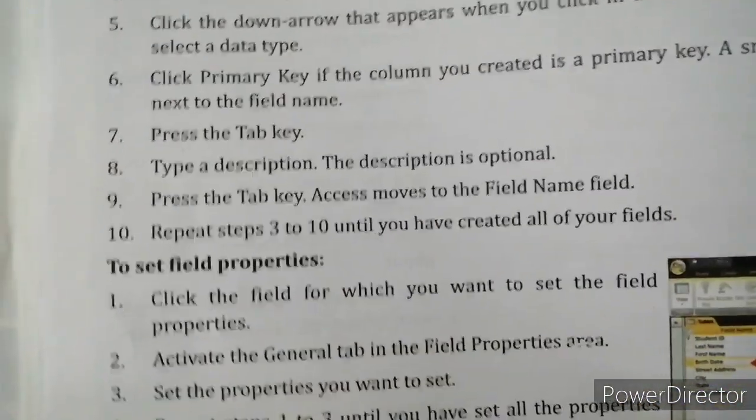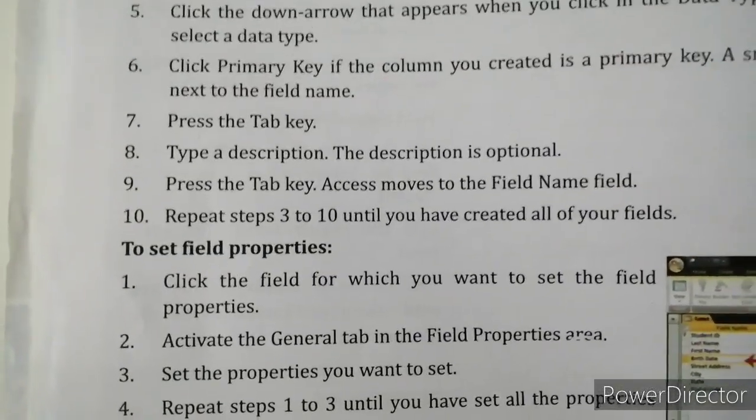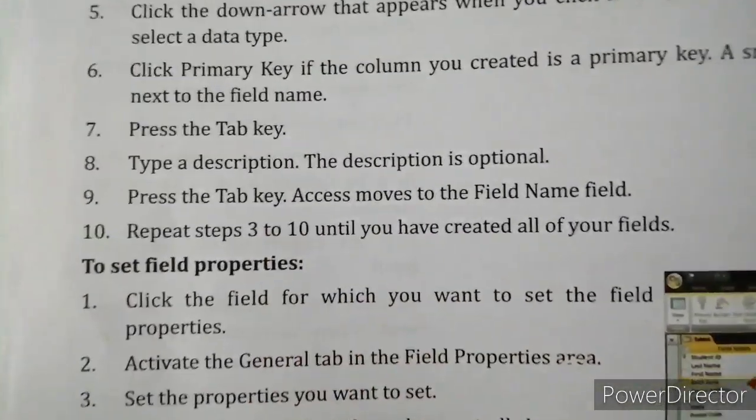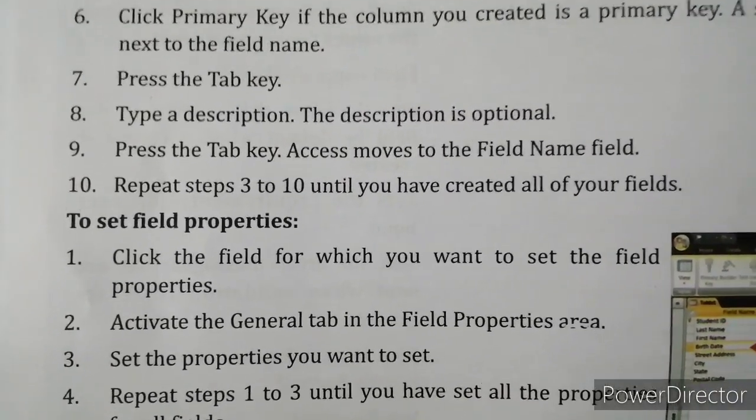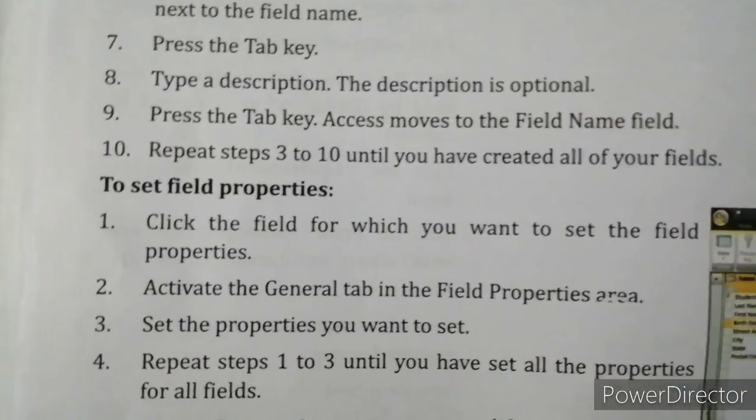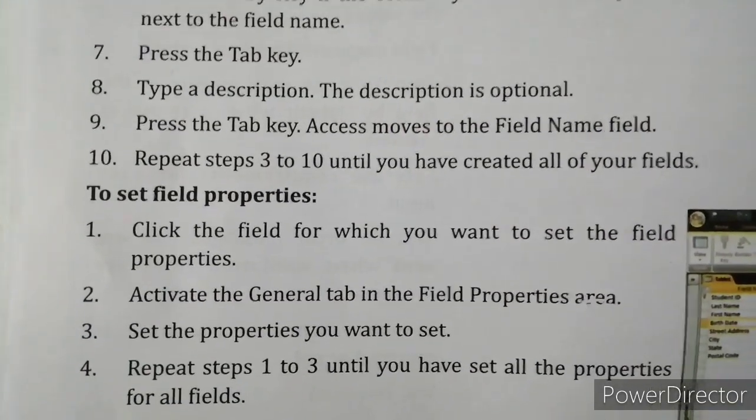Press tab key. We have discussed the primary key. What is a primary key? Those keys which do not repeat, those columns which do not repeat. Take a description. The description is optional. Press the tab key. Access moves to the first name field. Then repeat from 3 to 10 again.